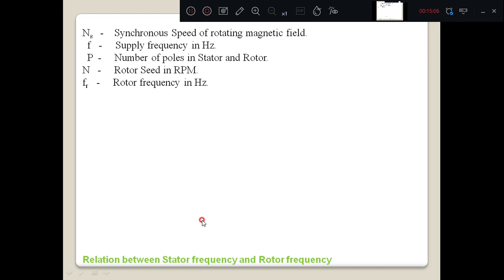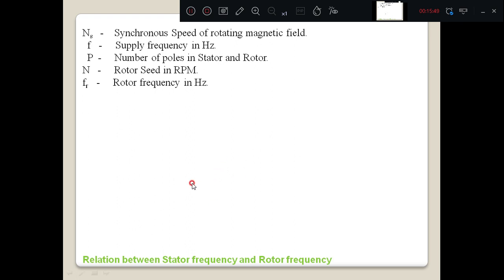Then I want to establish a relation between the stator frequency and the rotor frequency. There is a difference between the stator frequency and the rotor frequency. The stator frequency is the frequency of the supply voltage. But the frequency of the rotor is different because the voltage is induced in the rotor conductors because of the relative speed, that is ns minus n.